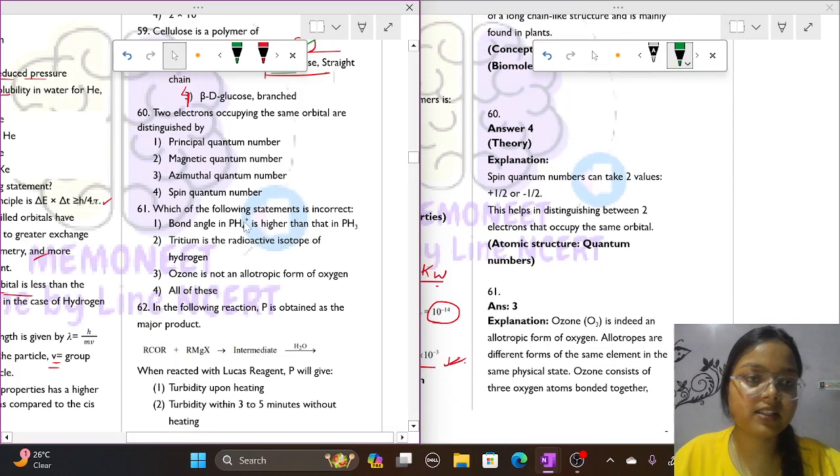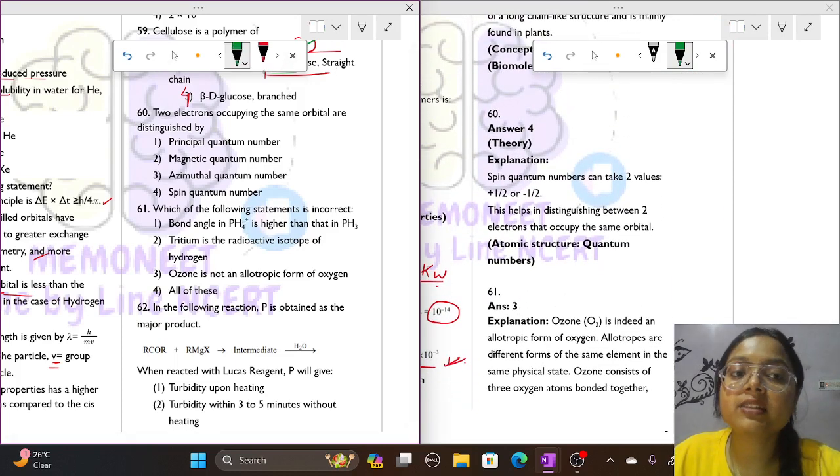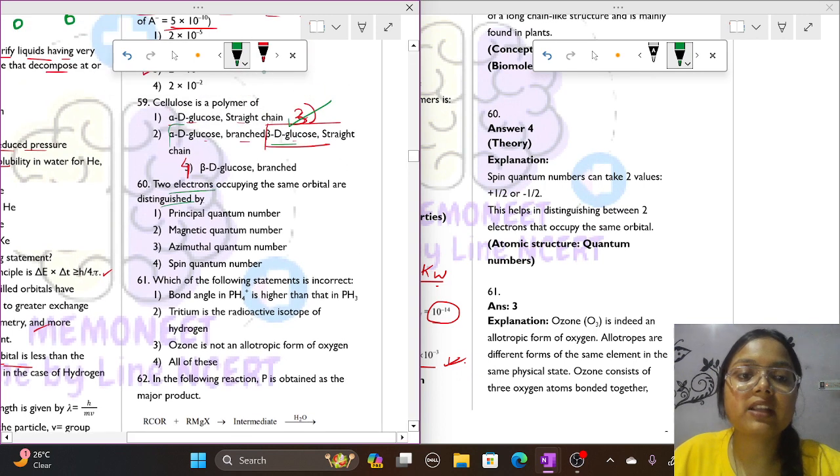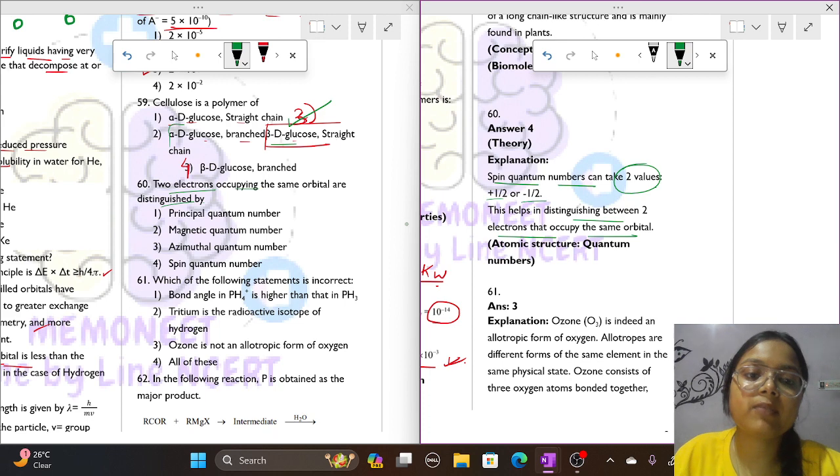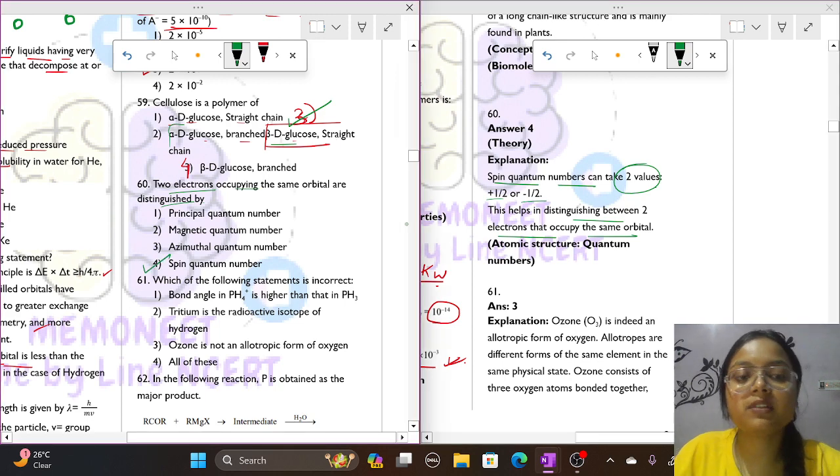Question number 60. Two electrons occupying the same orbital are distinguished by what? Two electrons which occupy the same orbital can be distinguished by the spin quantum number, because the spin quantum number has two values, plus half and minus half. So it helps to distinguish between two electrons that occupy the same orbital. So the spin quantum number will be the correct answer.